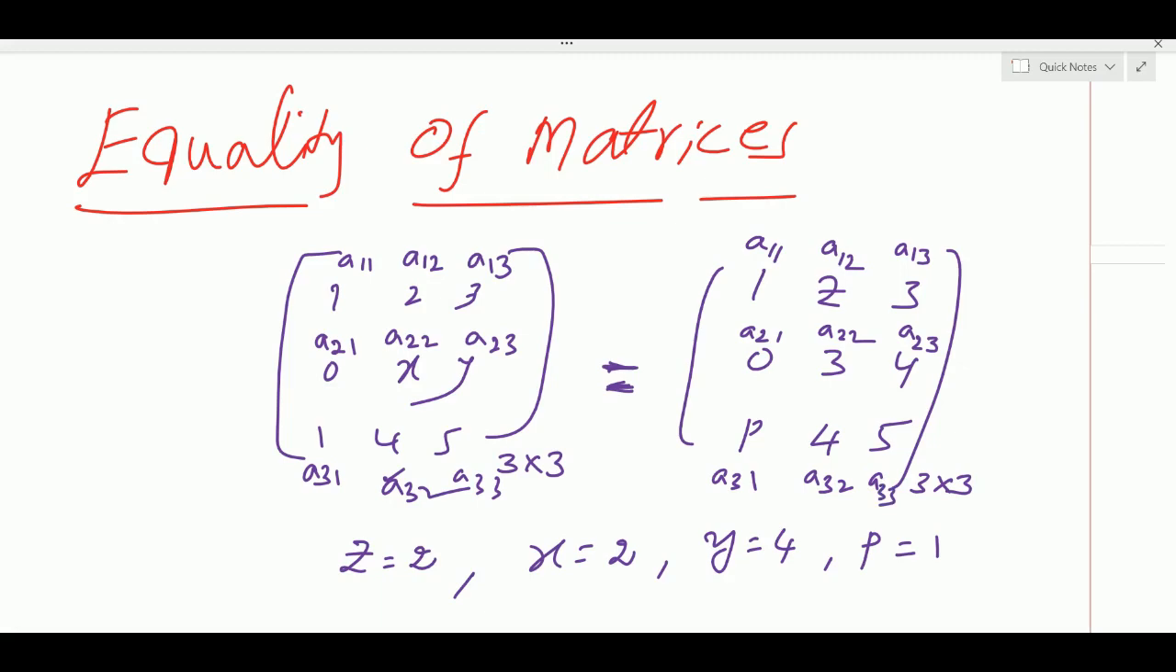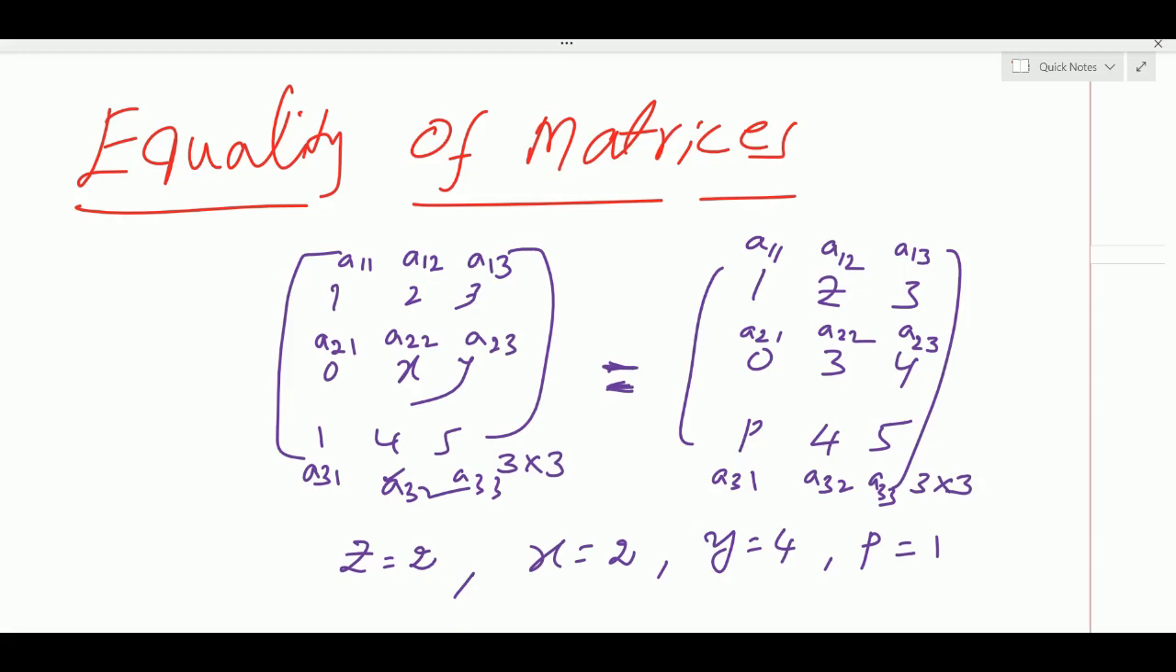When are two matrices said to be equal? Simply, both have the same order and the same elements, and their corresponding places have the same elements. Like A11, first row, first column. If we take B, the position in A and B should have the same elements. That is what we call equality of matrices.